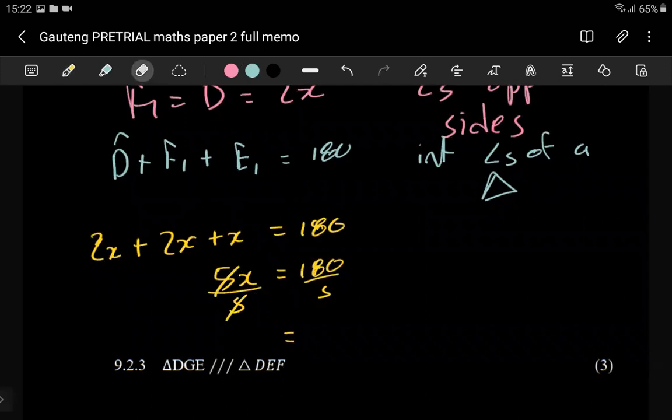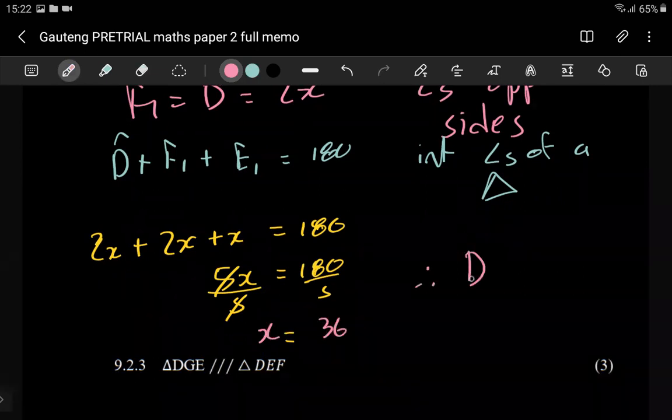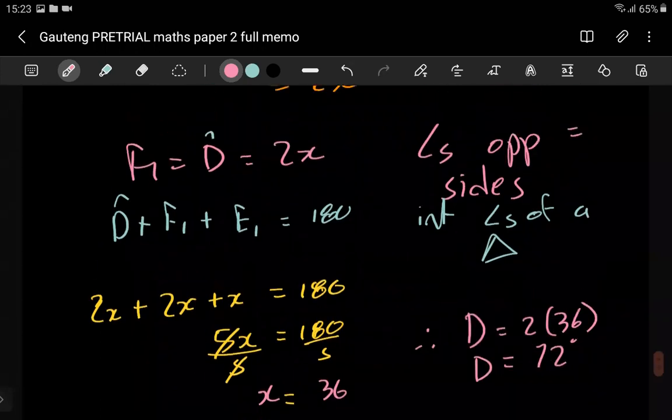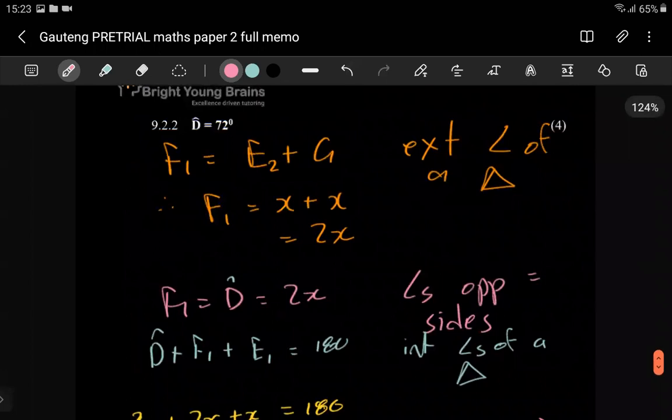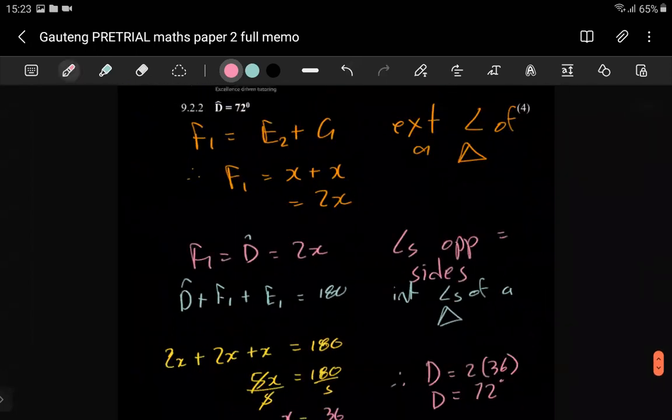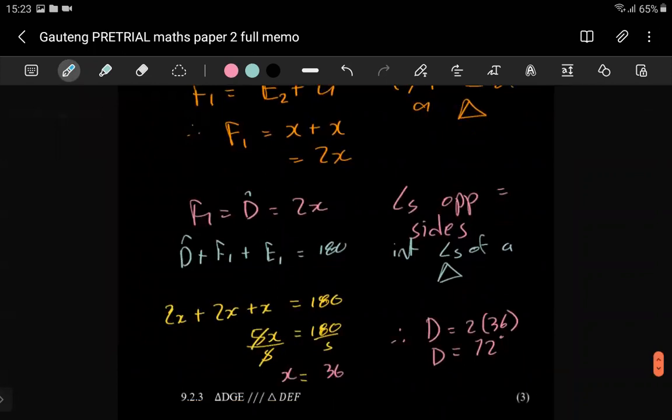X is 36. And then here, therefore, D is equal to 2 times 36. You see? 36. And then you're going to have here 72. They'll give you a whopping, how many marks? 4. If they had made it 5 at least, but oh well, we got our answer, so we really don't have to cry too much.